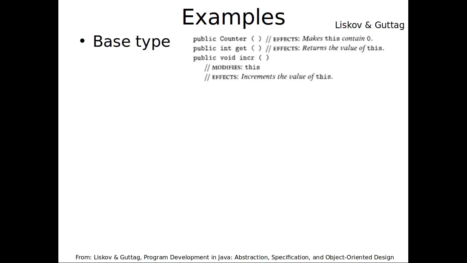Okay, so here's some examples. Okay, so here's a base type. We have a counter object. These are toy examples to communicate the principles, but they carry over in a big way to real examples. We have a get, which gets the value of that counter, and an increment method that increments it.